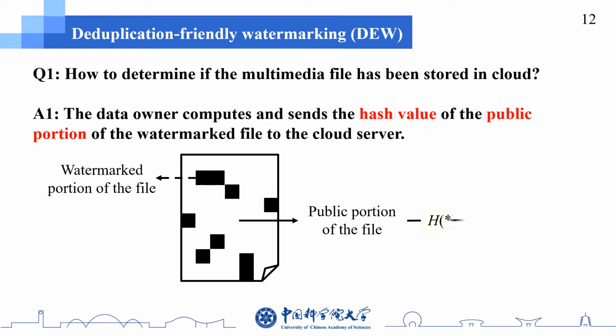Then the data owner computes the hash value of the public portion of the file as a checksum to find out whether the file has been stored. In this manner, the adversary can at most obtain the public portion of the file through brute force attack. The original file is still protected by the random watermark bit string.